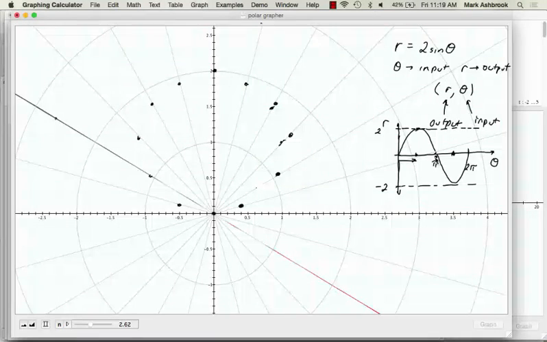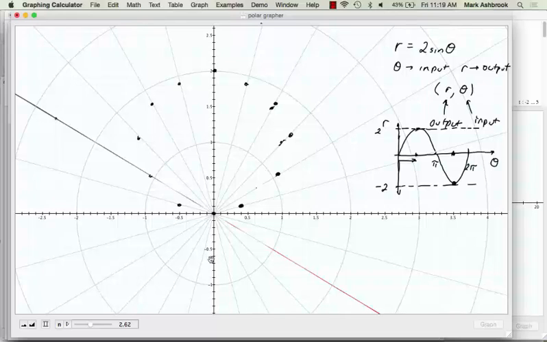Okay, next, from pi to 3 pi over 2, what do the values of r do? From 0 to negative 2. Where is the point 3 pi over 2, negative 2? So it's going to go from 0, but then these r's are going to be negative r's to negative 2 as we sweep through the third quadrant. It's just going to retrace what we already had.